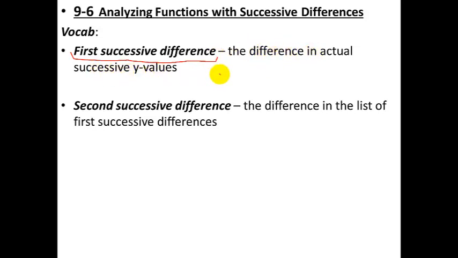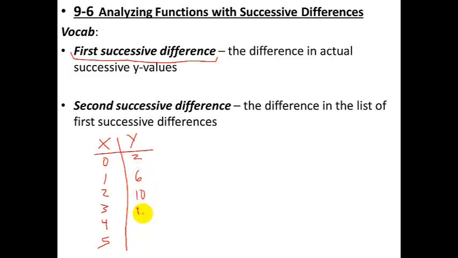So basically you have a list of y values, you find the difference between each one and you write that down as another list of numbers, and then you look at those differences. And then the second successive difference is the difference in the list of first successive differences. So let me just create some little table here. Suppose you have an x, y t-table, and you go 0, 1, 2, 3, 4, and 5. And I'm just going to make up some random numbers here: 2, 6, 10, 11, 15, 20.